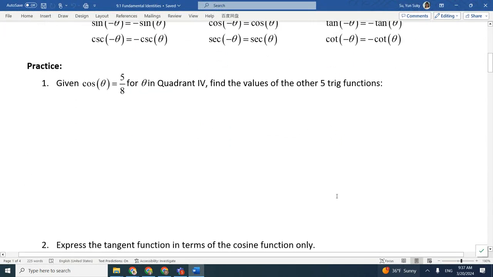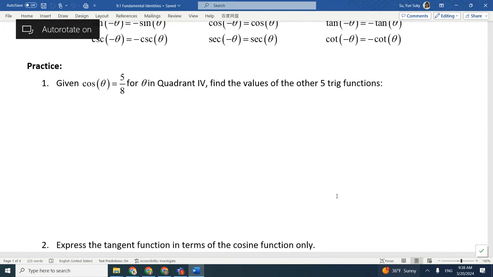Okay, so if you have a problem like cosine theta is 5 over 8 for theta in quadrant 4, find the values of the other trig functions. So this is like what we did before, right? You look at the xy plane. All right, so let's do this together. This is like the problem we did before in chapter 7. Okay, so let's recall how we did that.